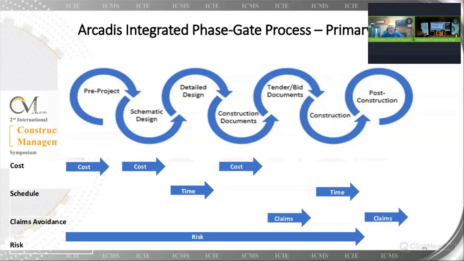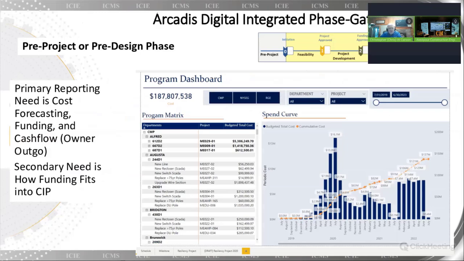And so one of the things I think is helpful to look at as we go through each of these phases is that there's really a bit of a primary driver. Now, understand that risk weaves all the way through all the phases up through construction. But when we're in pre-project and schematic design, we're more heavily focused on cost. When we move into detailed design, we're really more heavily focused on time, and then we move back to cost, we move into claims, and then time during construction again. And here's how this works.